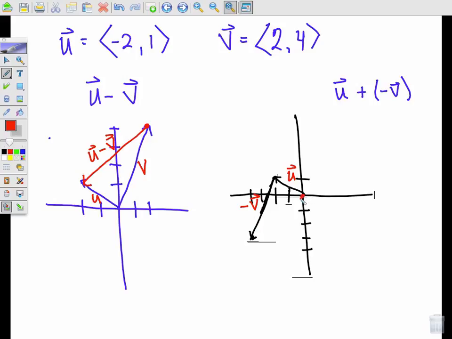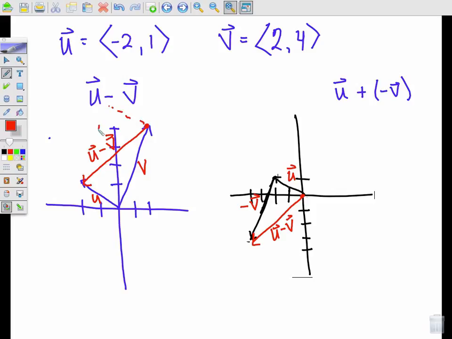So this is u, vector u, and then this is negative v. And now the subtraction would be here, u minus v. There we go. All right, so you got a couple different ways to do subtraction, just like you have a couple different ways to do addition. But in the long run, you can choose whatever method you would like.